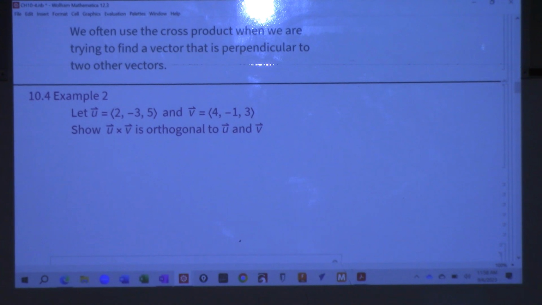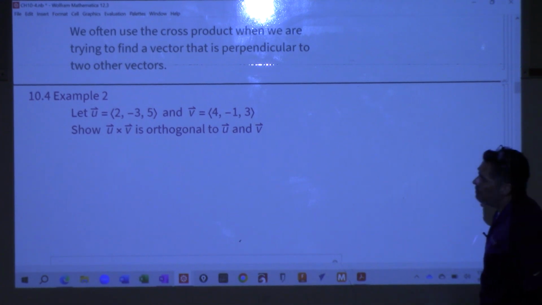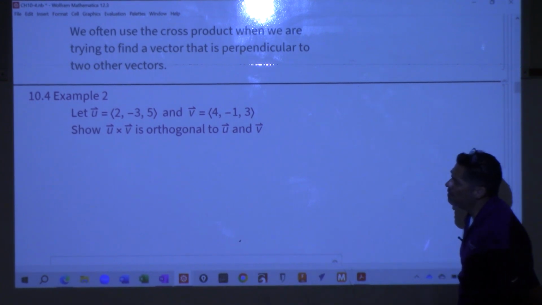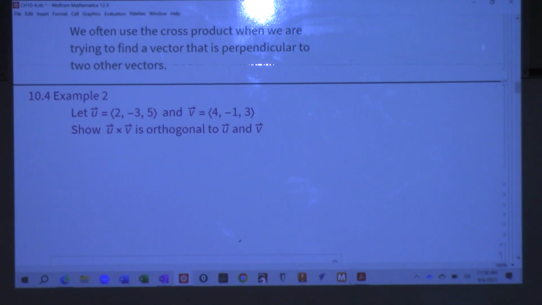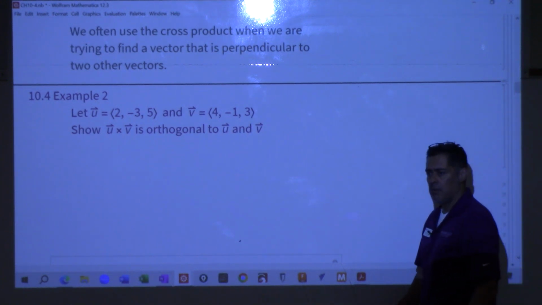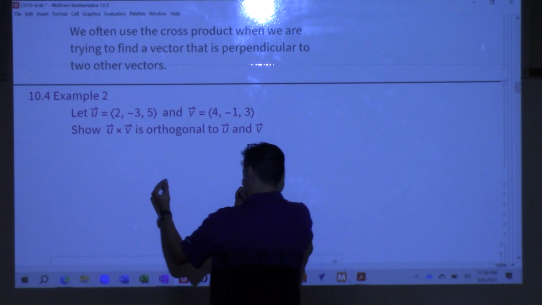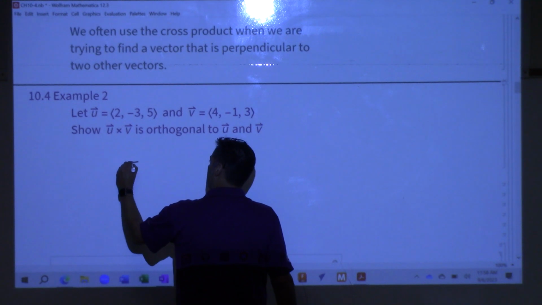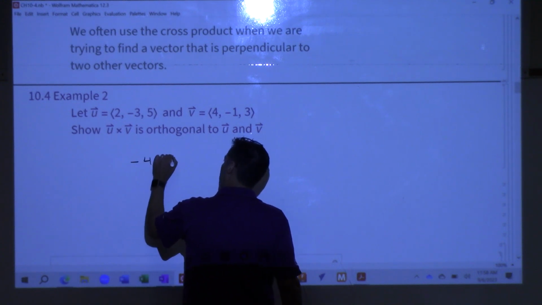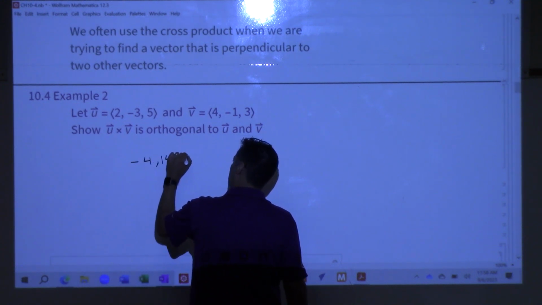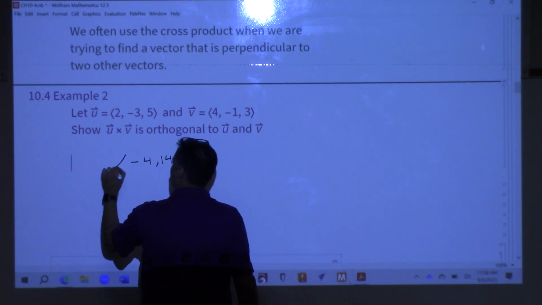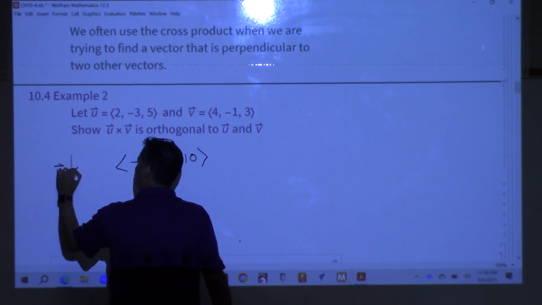So look at this. u is 2, negative 3, 5. v is 4, negative 1, 3. Show that the cross product is orthogonal to u and v. This is just me verifying what I just said. Didn't we do this problem? We just did the cross product of those two, didn't we? What was our answer? Negative 4, 14, 10. Right, that was what we got when we took u and crossed it with v.